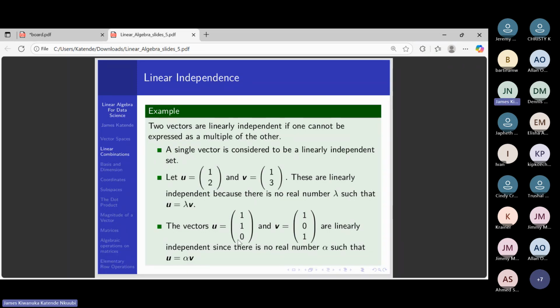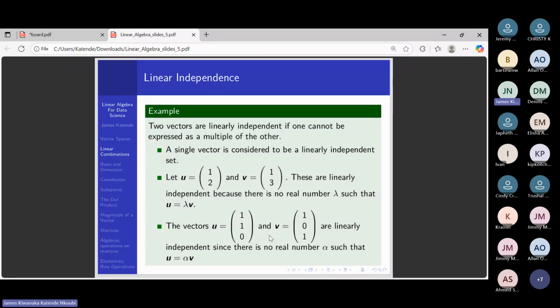Here, one way that you can check quickly is that if I have some number lambda which is multiplied by V to get U, then it means I should be able to multiply that number by 1 to get 0, multiply the same number by 0 to get 1, and multiply the same number by 1 to get 1. It's not possible to get such a number. And therefore, we'll say that U and V, in this case, are linearly independent because we can't find this number alpha.